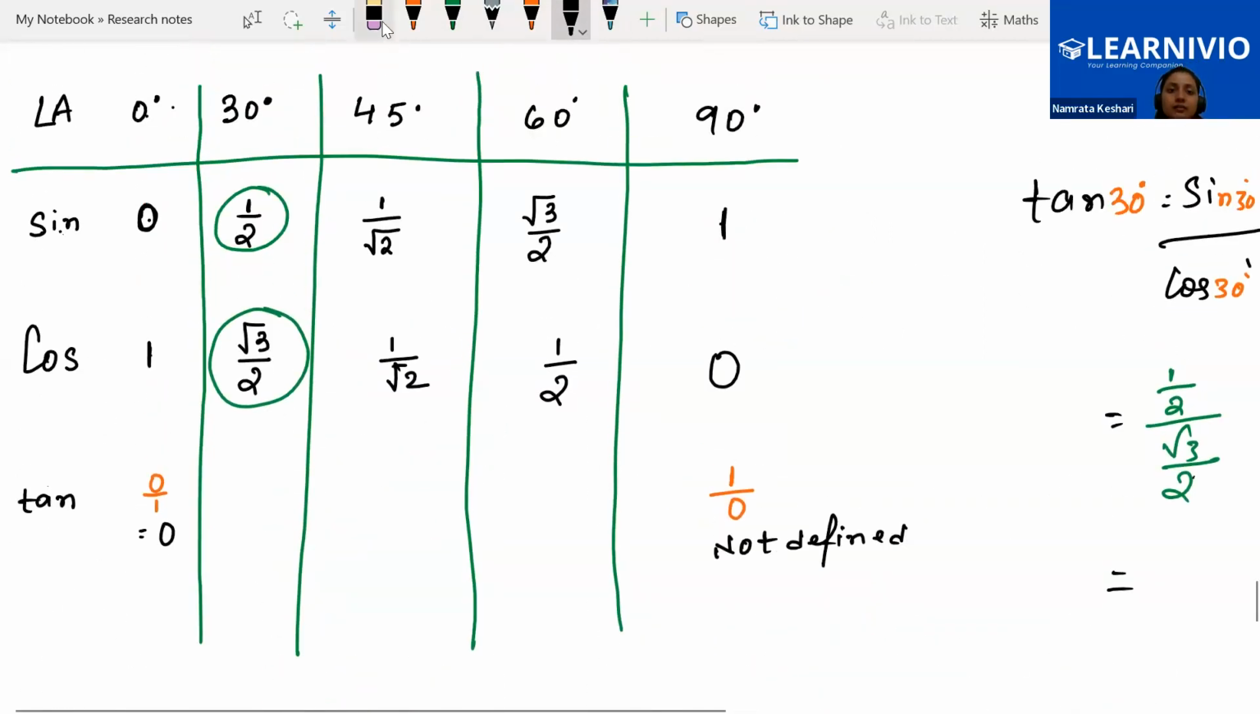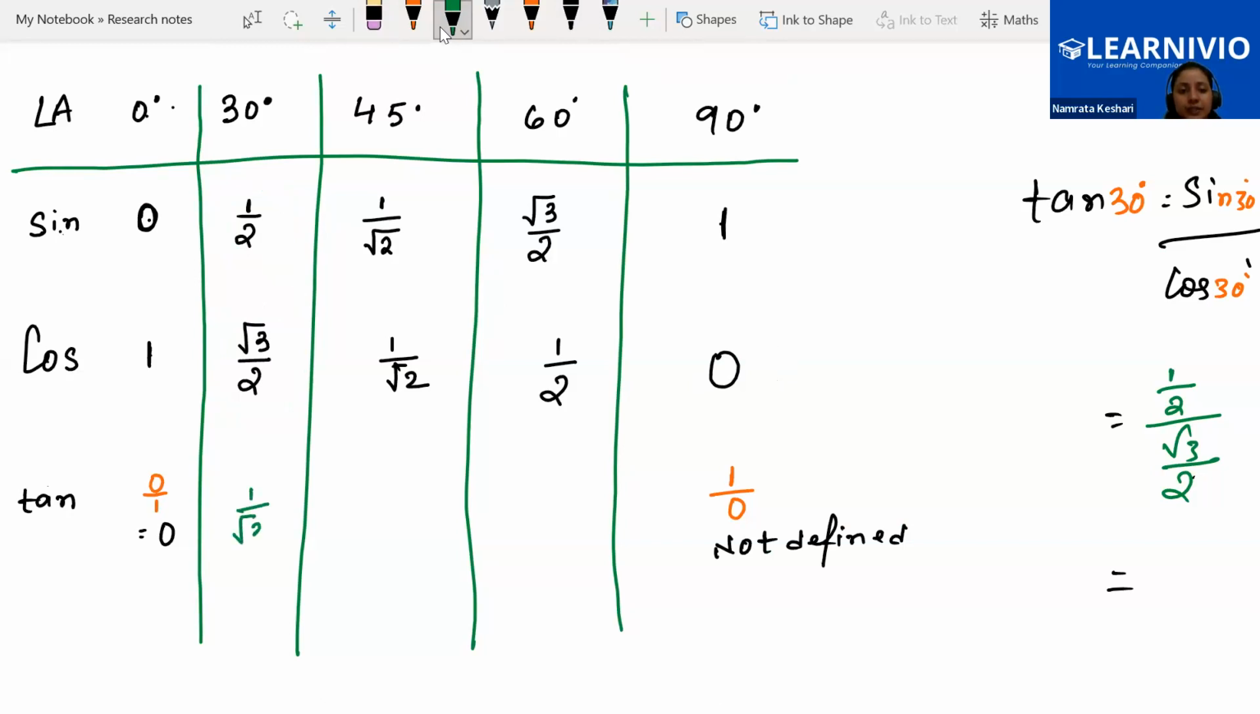Are you getting it? Okay, let's write it over here. We will be getting 1 by root 3 over here. You understand already. Now find the value of tan 45 by doing sine 45 by cos 45. Tell me what will be the result.